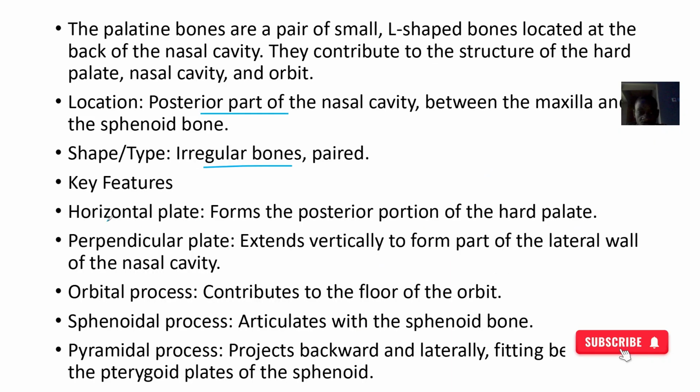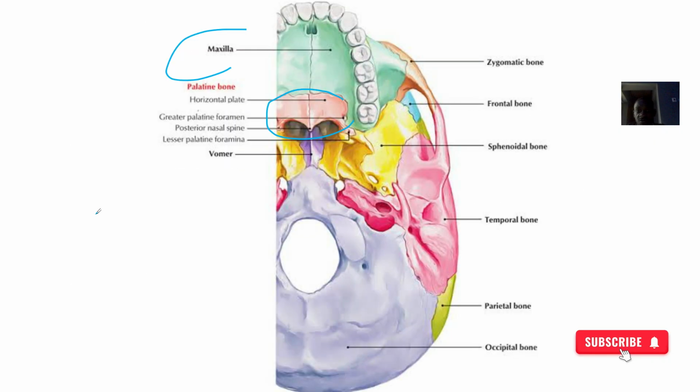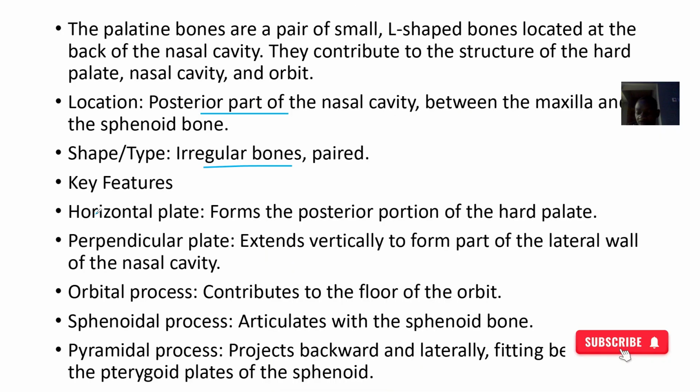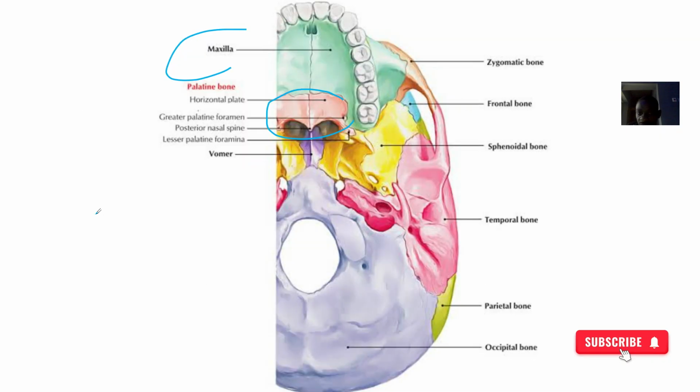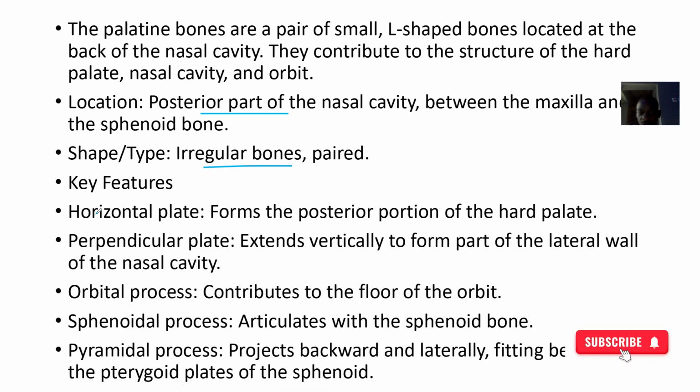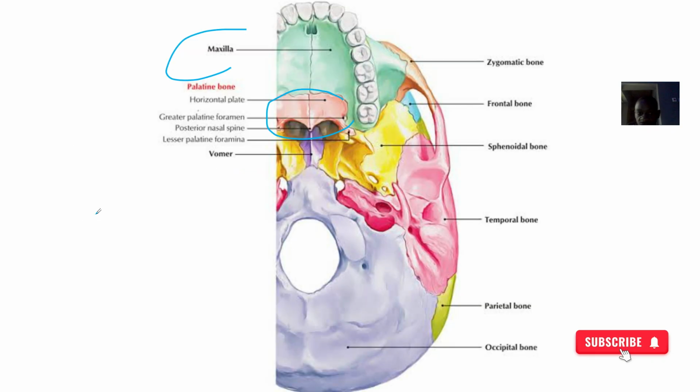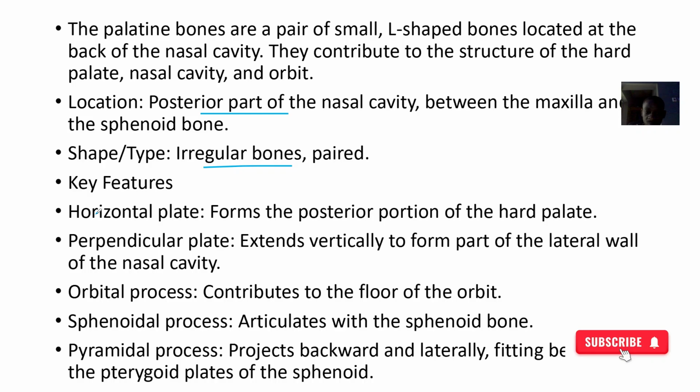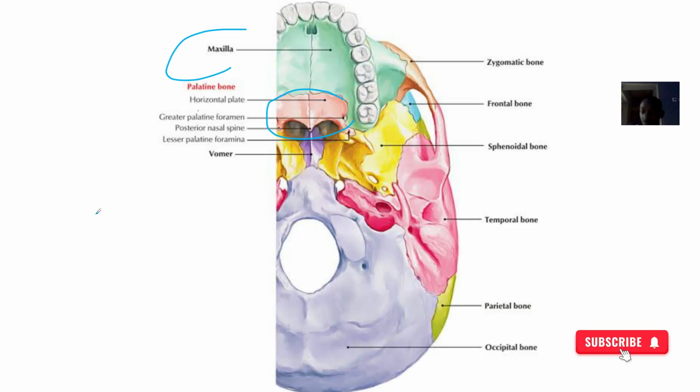So key features is we have the different parts. See, horizontal plate, we have the perpendicular plate, not labeled. We have the orbital processes, we have the sphenoidal processes. That's the process that is going towards the sphenoid bone. Orbital process is the one that is going towards the eye. Do you understand? Then we also have the pyramidal process.